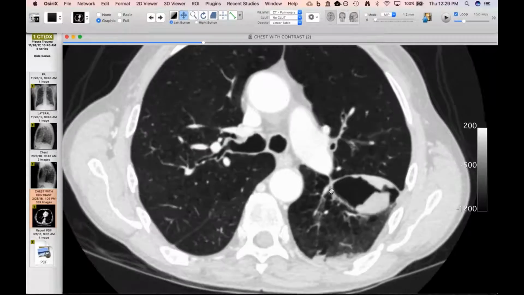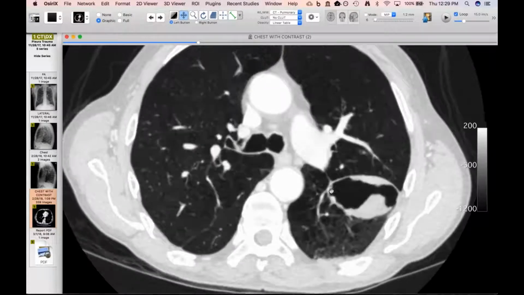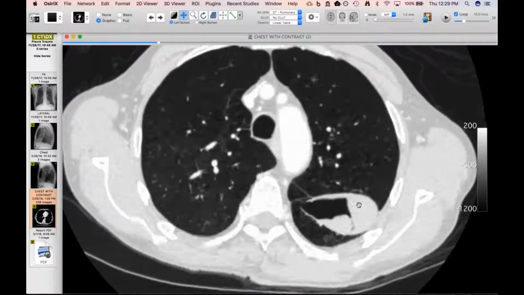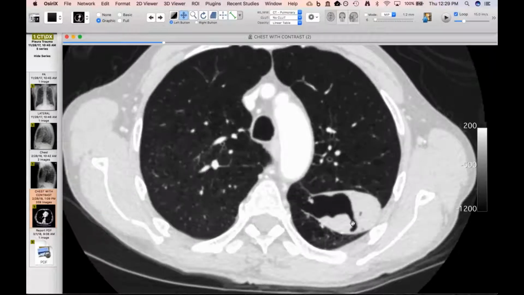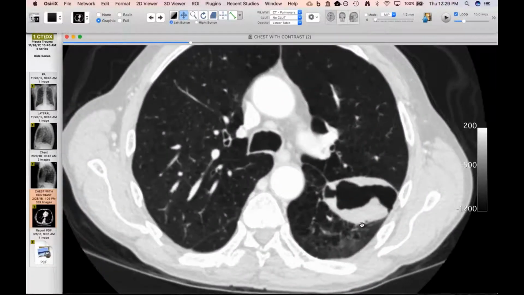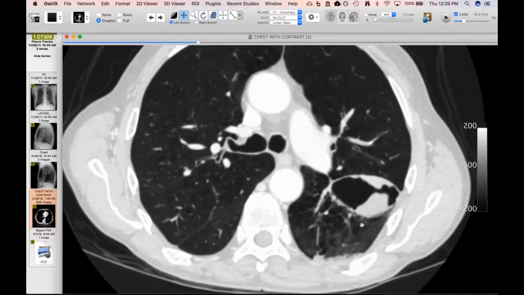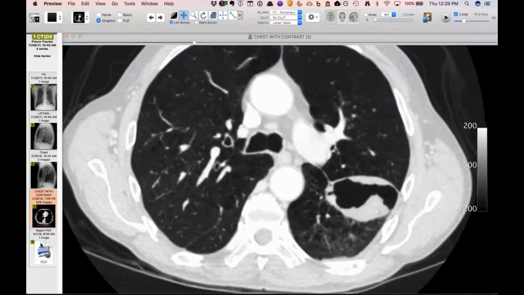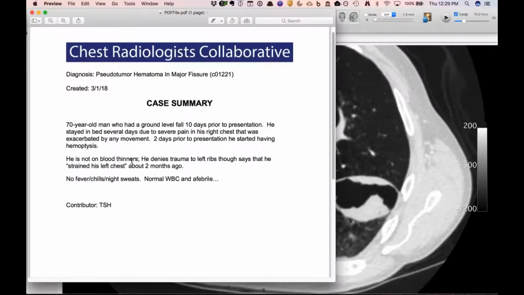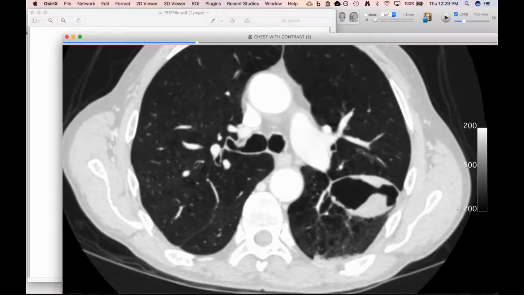So how about this, Travis? Suppose he had a pre-existing adhesion from his old trauma, and he just developed a loculated hemopneumothorax. Yeah. Let's see, here's the report. Or there's history and things happening that we just don't know about. Well, he denied trauma to the left side after they saw this, but he said he did strain his left chest a couple of months ago.